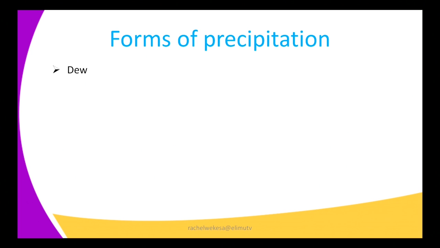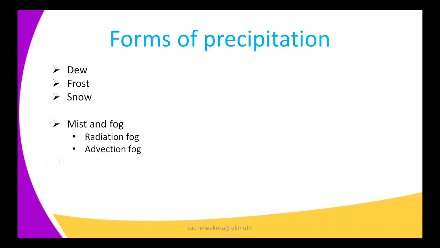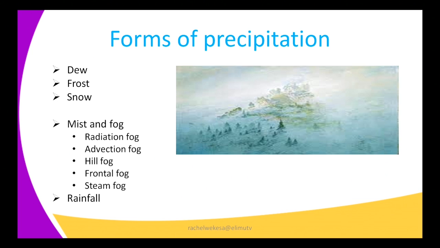We have dew, frost, snow, mist and fog. Under mist and fog, we have radiation fog, advection fog, hill fog, frontal fog, seam fog, and rainfall. So here is an image of mist and fog. All the forms of precipitation, they somehow look the same.